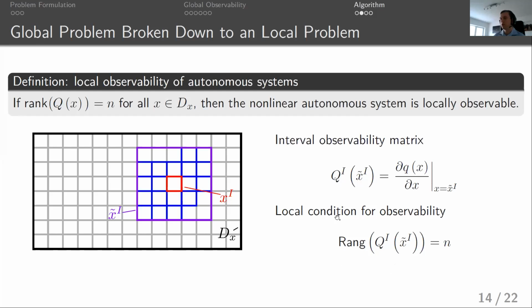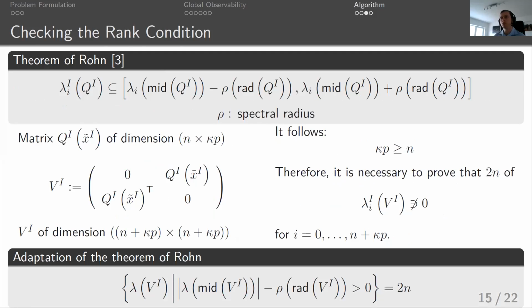Another method would be computing the eigenvalues. The eigenvalues can be computed by the theorem of Rohn. This gives an enclosure of the eigenvalues, and it works by computing the eigenvalues of a midpoint matrix and subtracting the spectral radius of the radius matrix for the lower estimation, or adding the spectral radius for the upper bound of the eigenvalue.